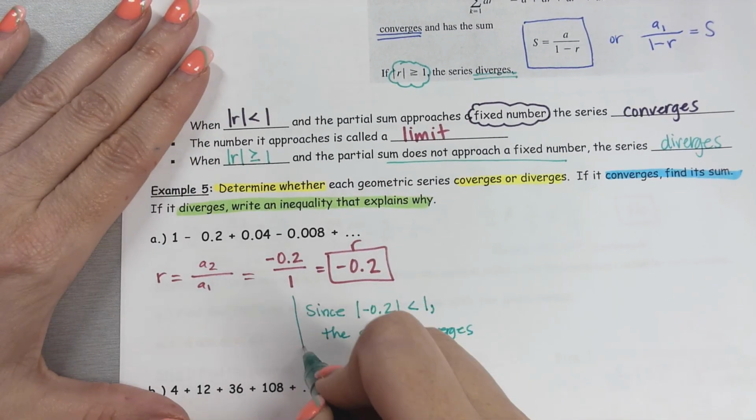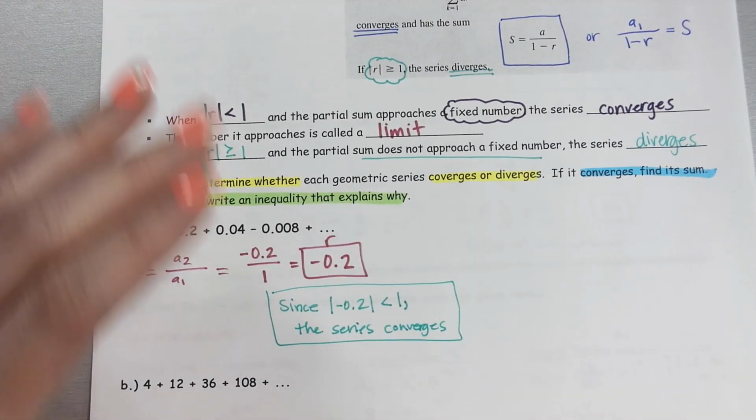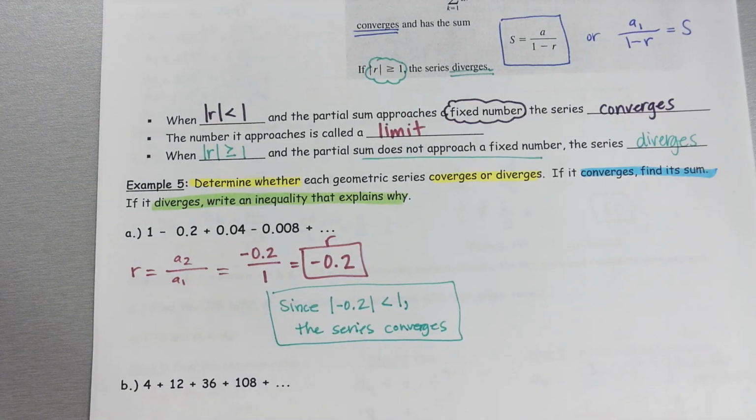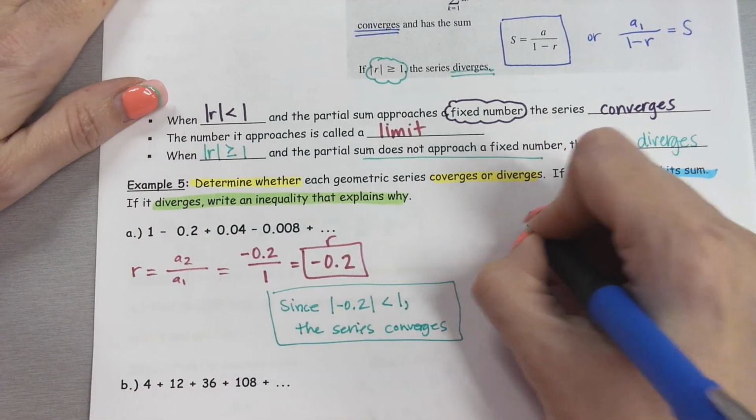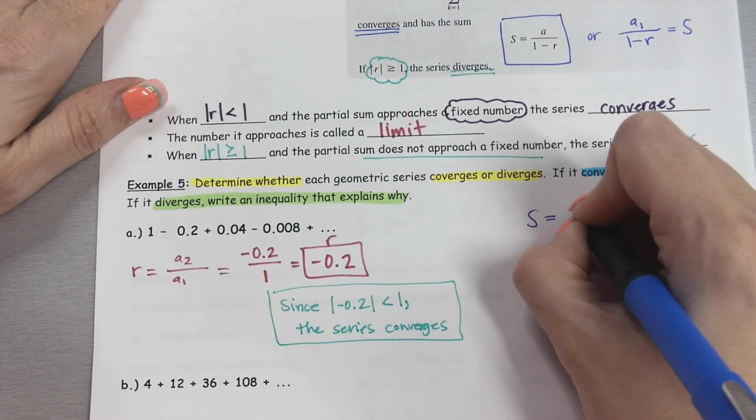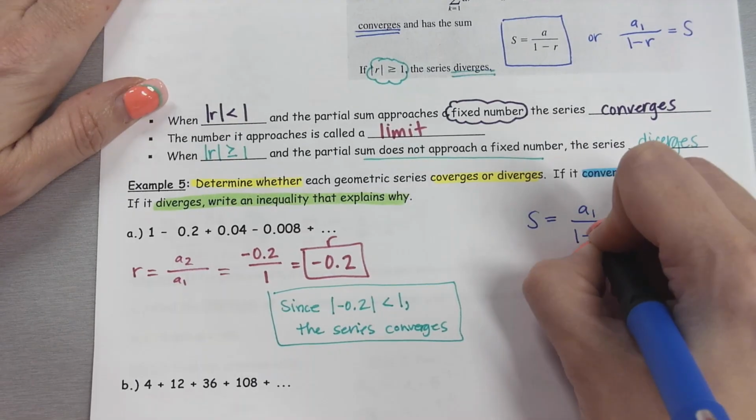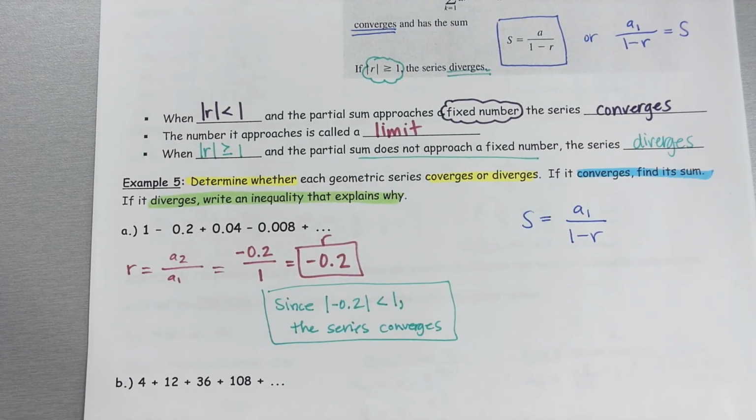If the series converges, we have to find the sum. This one without your calculator. Okay, go ahead and calculate that. Don't have a decimal in a fraction, so think about how you can simplify that.